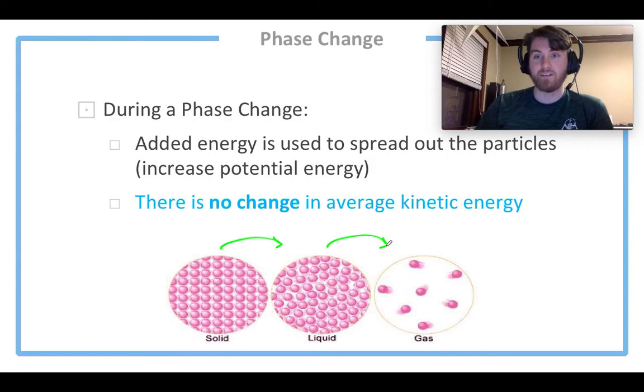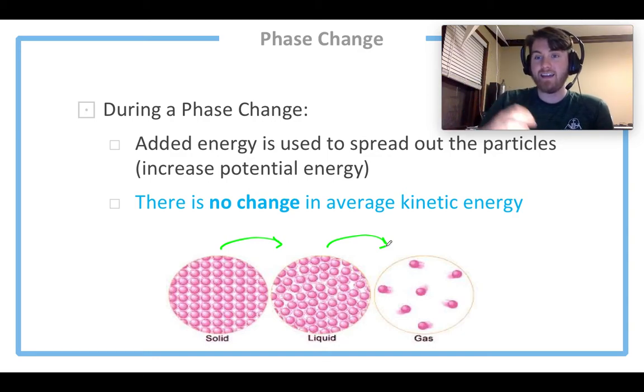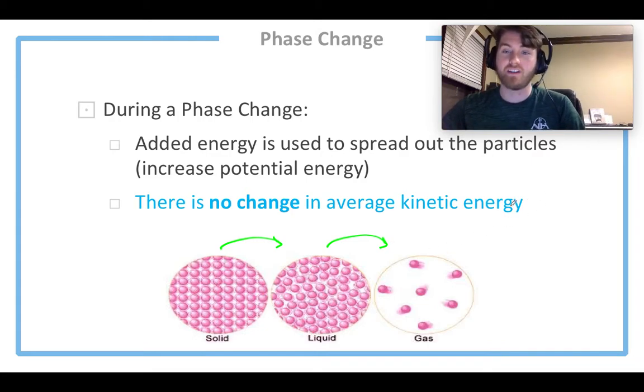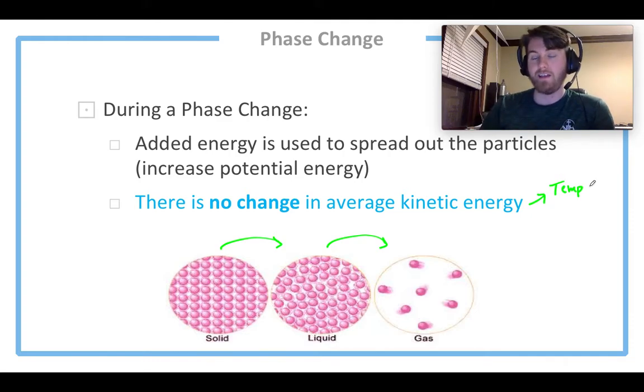The idea here really is that the energy you're adding or removing from a substance is used to spread apart those particles. Instead of changing the average kinetic energy, remember the definition for average kinetic energy is the temperature. Instead of changing the temperature for these materials, you are changing the separation in between. That is a phase change. It's only you pulling apart particles as opposed to increasing or decreasing the temperature.